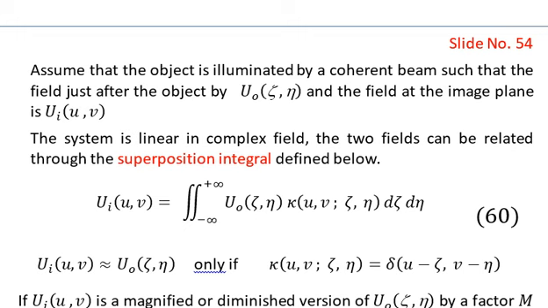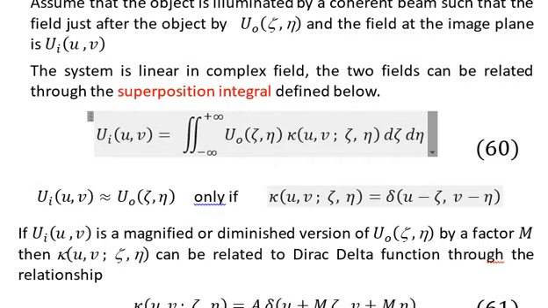The system is linear in a complex field. The two fields can be related through the superposition integral defined below. So in equation number 60, we have the relationship between these two fields, that is the input field u0 as a function of zeta and eta, and the output field ui of u and v through this superposition integral. And you know that there is one term which is kappa. Kappa is present, and the kappa has coordinates u v semicolon zeta and eta. So actually kappa is connecting some information from the zeta eta plane to the uv plane. So this is the superposition integral.